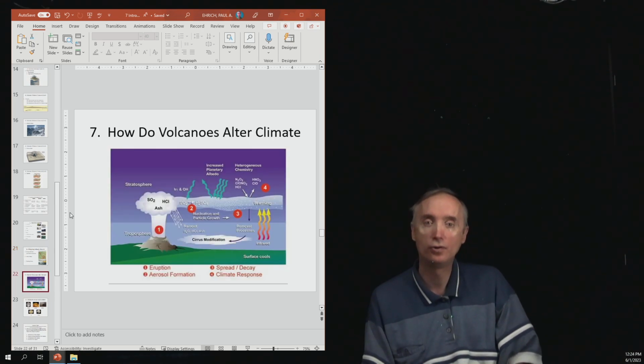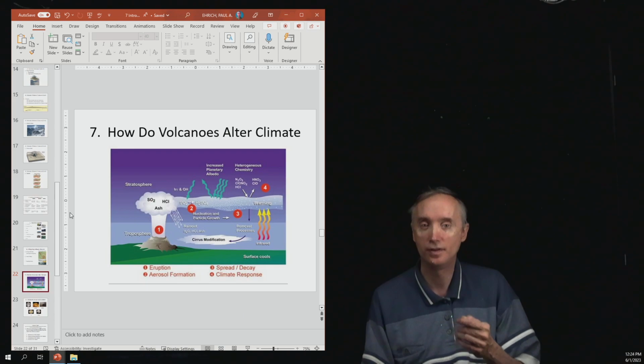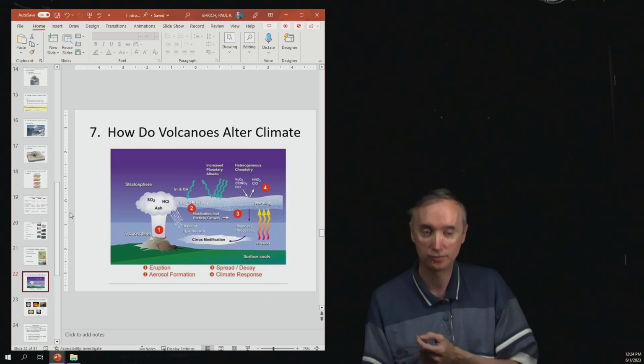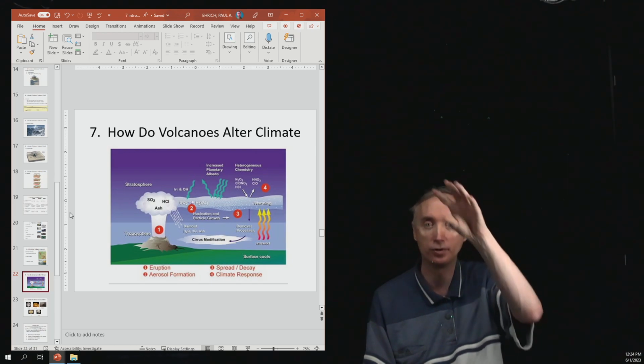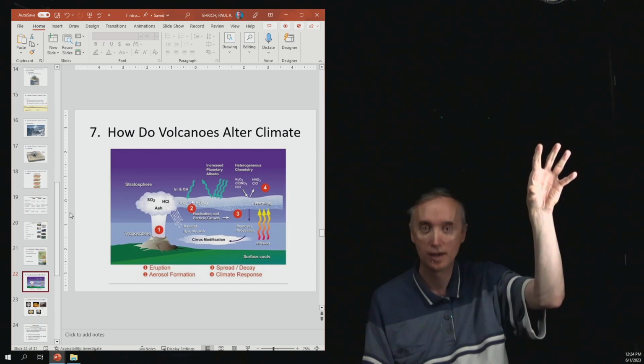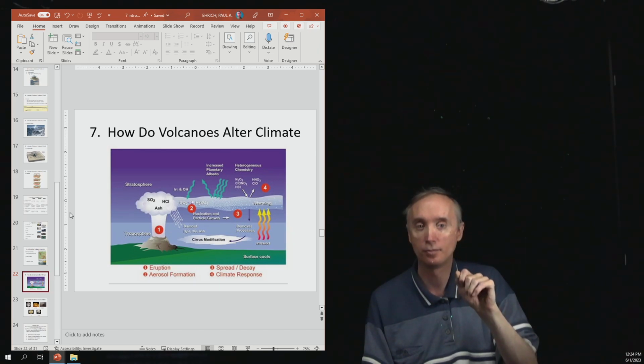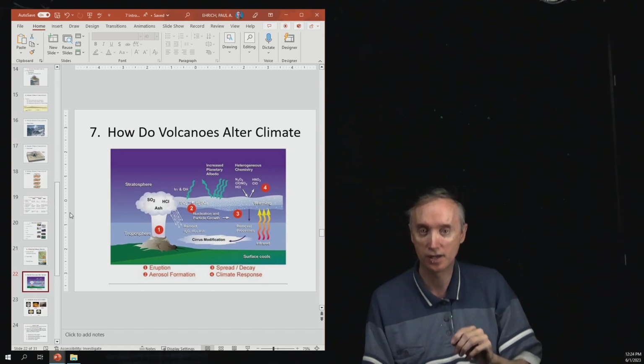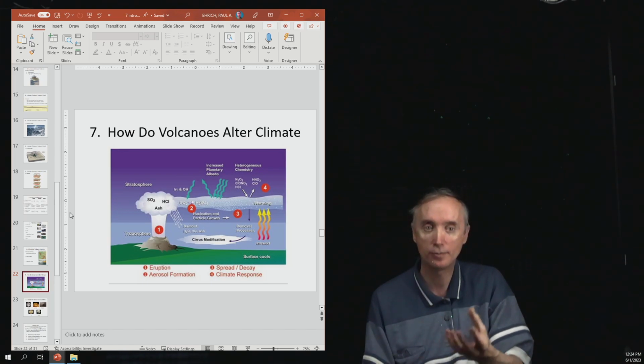You should also know what the ash does to the climate, and what the CO2 does to the environment. They have opposite effects. The ash is going to reflect sunlight, and that's going to cool the planet down. On the other hand, the CO2 is a greenhouse gas, and it's going to trap heat.